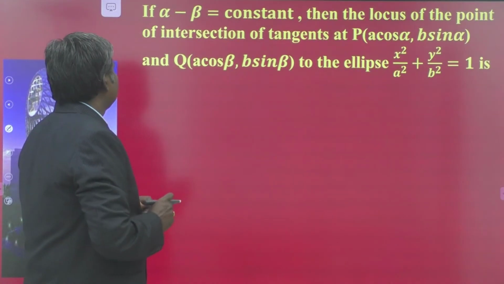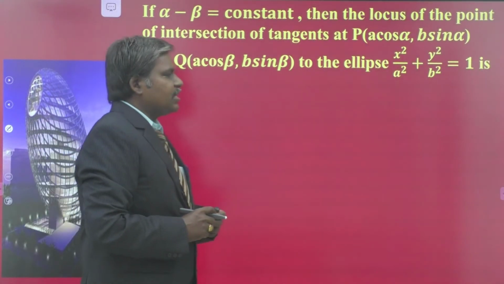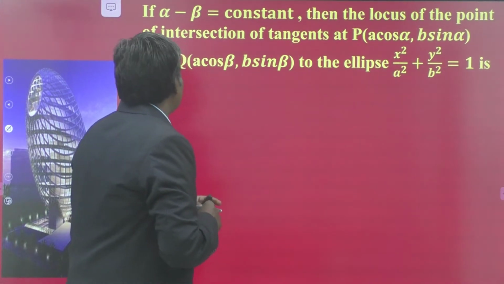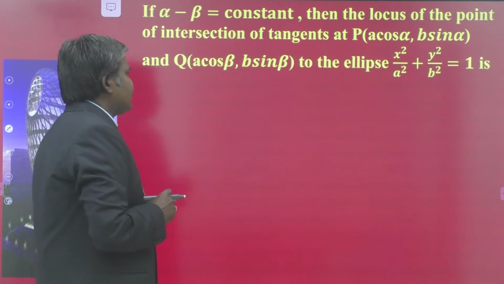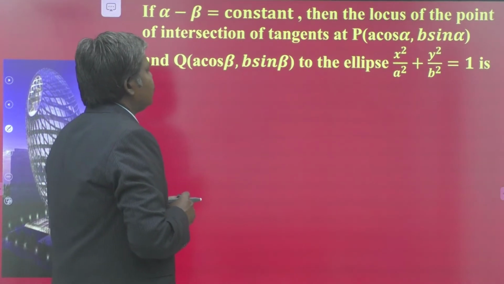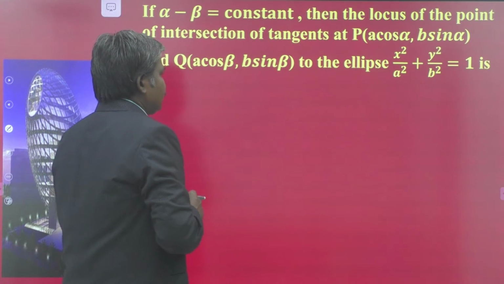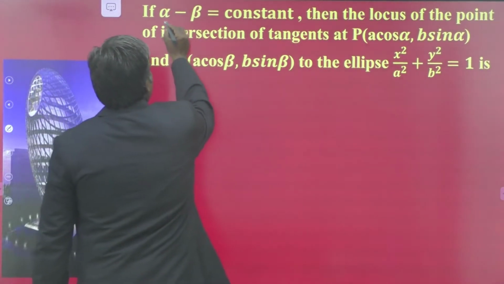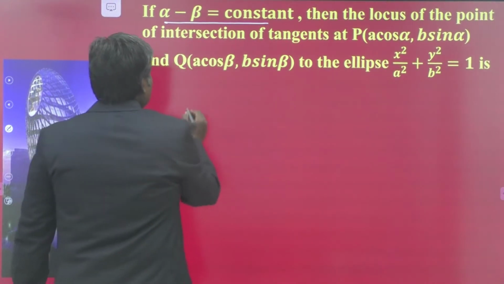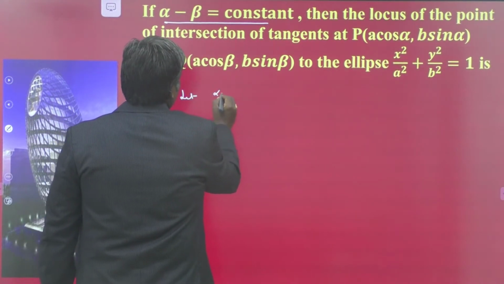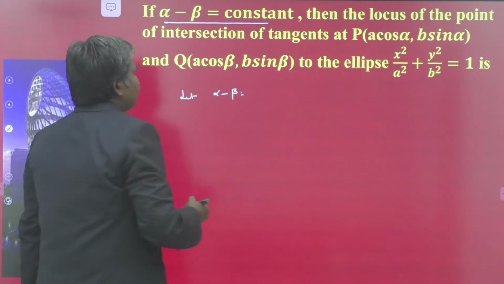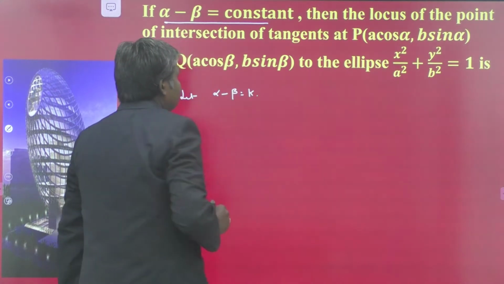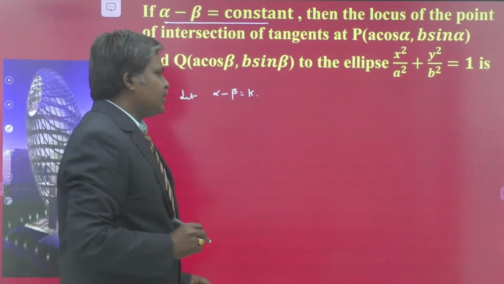Next one, alpha minus beta is constant. What is that? Alpha minus beta is your constant. Then find the locus of the point of intersection of tangents at P and Q to the ellipse x square by a square plus y square by b square equal to 1. So alpha minus beta is constant, that is given to you, my dears. Let alpha minus beta, that is the difference of the angles, be equal to some k. The eccentric angles difference is constant.